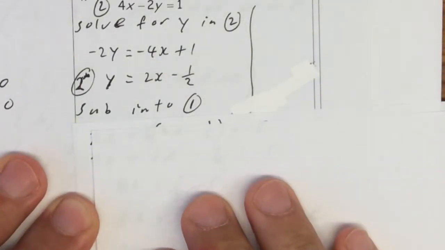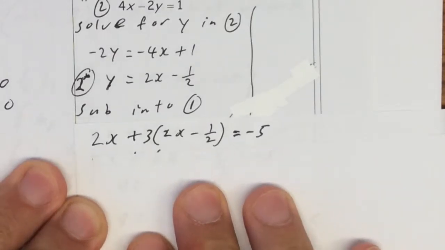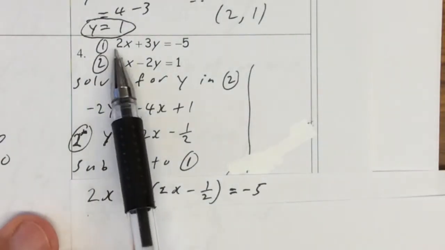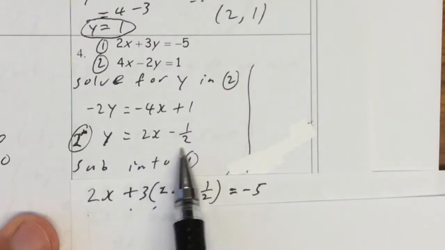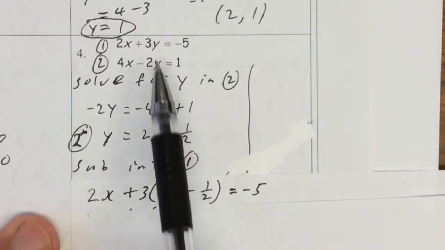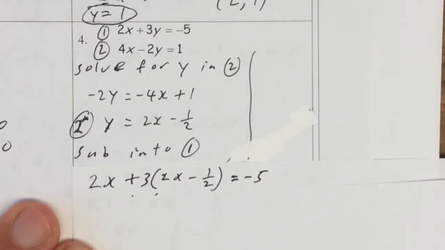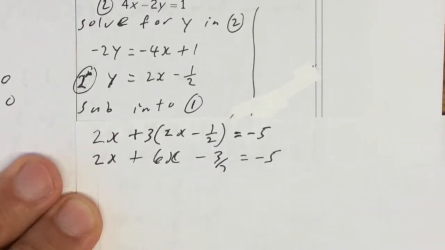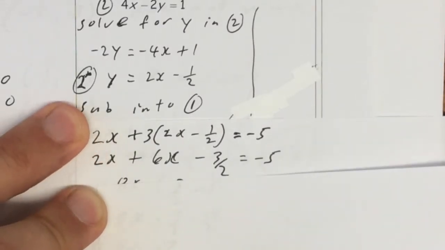Okay, so now we sub 2 star into 1, and we get this. Okay, so from the first equation, we've got 2 times x, 3 times y. Here's our expression for y. Sub it in for the y there, and equals negative 5. Now we simplify that, so we've got 2x plus 6x, I'm multiplying the 3 into both of those, minus 3/2 equals 5.